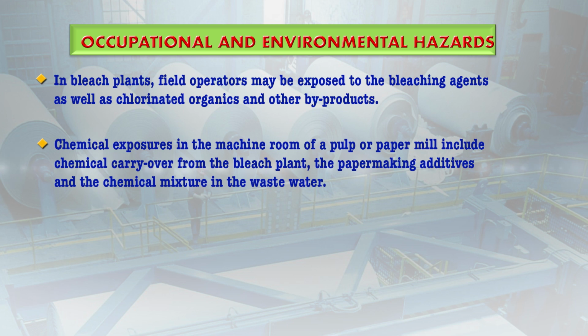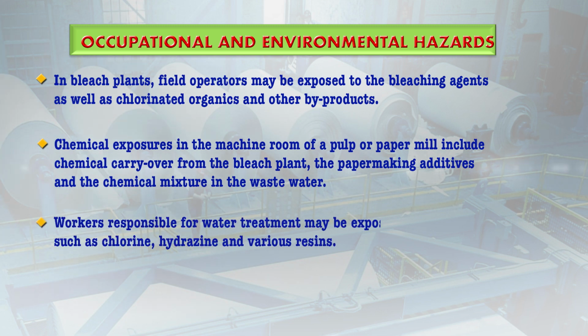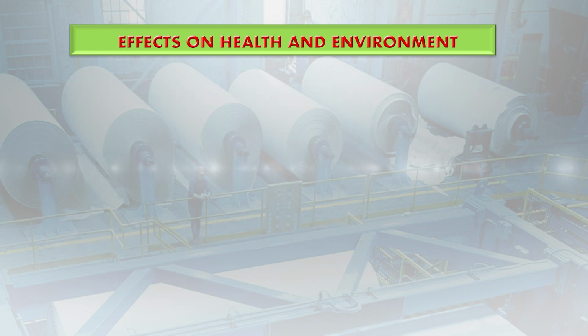The chemical exposures in the machine room of a pulp or paper mill include certain other chemical carryover from the bleach plant and also the papermaking additives and the chemical mixture in the wastewaters. Now the workers responsible for the water treatment can also expose themselves to chemicals such as chlorine, hydrazine and also various types of resins. Let us come on to the effects on health and the environment.